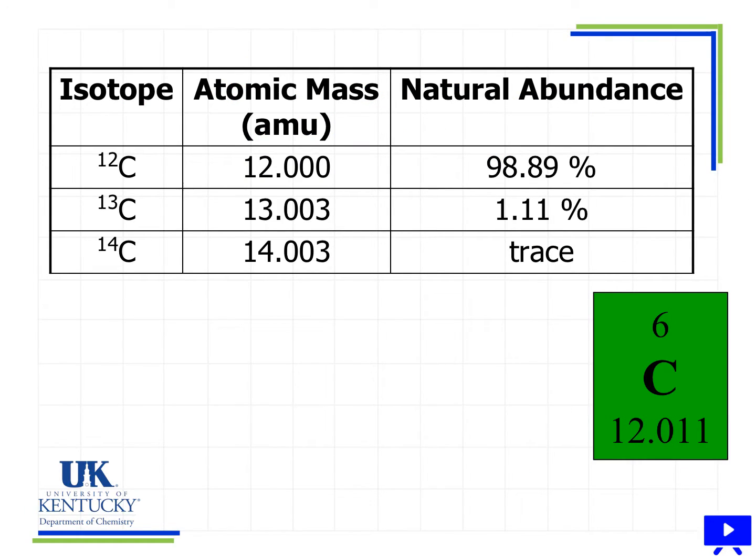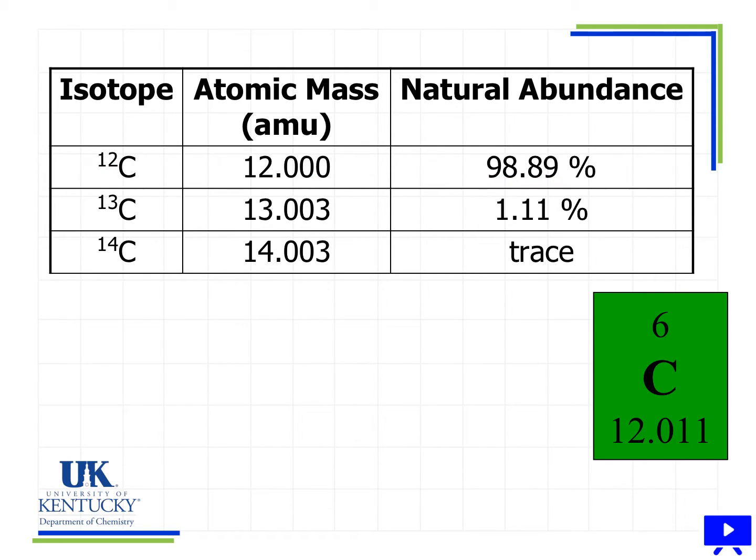Now we're not going to go through the quantitative calculations associated with finding this 12.011, but I want to show you the data that goes into it so you have a better understanding of where that average comes from. So when I look at carbon 12, so we have a mass number of 12, I see that its atomic mass is 12.000, and it has a natural abundance of 98.89%.